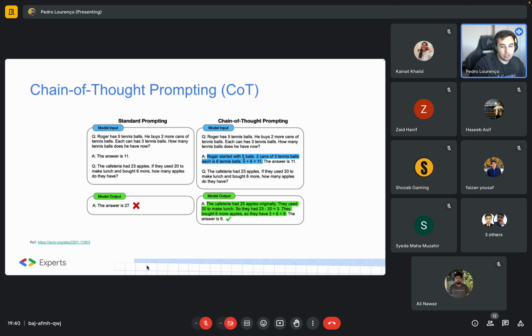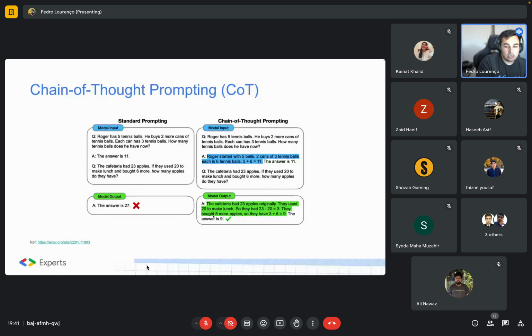Look, now we are saying to the model, okay, you need to pay more attention to the reasoning process to create the answer. And when we ask the same question we asked before, now the model output is: the cafeteria had 23 apples originally. They used 20 to make lunch, so they had 23 minus 20, so 3. They bought 6 more apples, so they have 3 plus 6, 9. The answer is 9. So now the model can come up with the answer, which is quite nice.